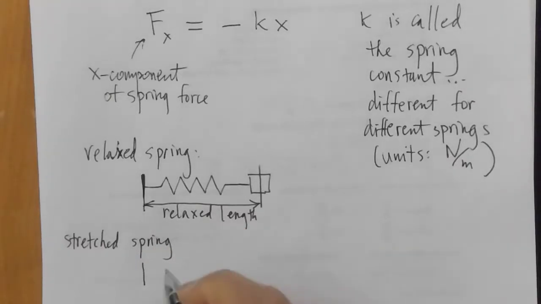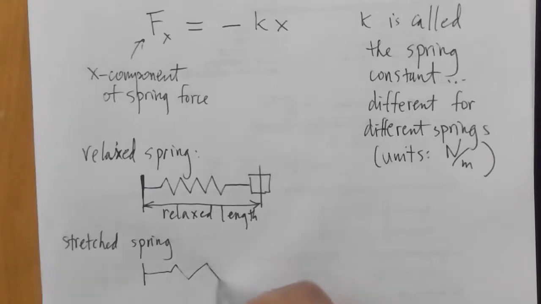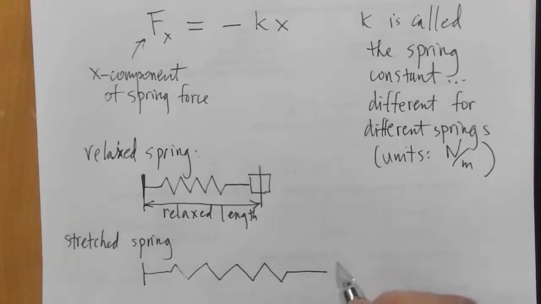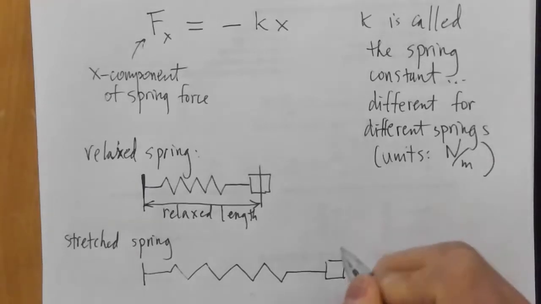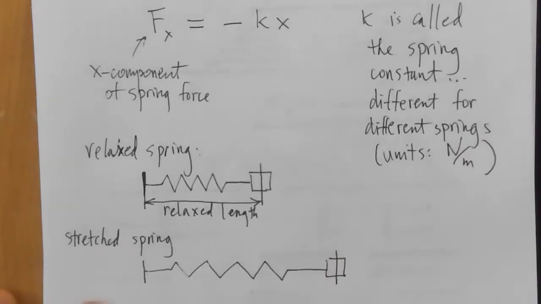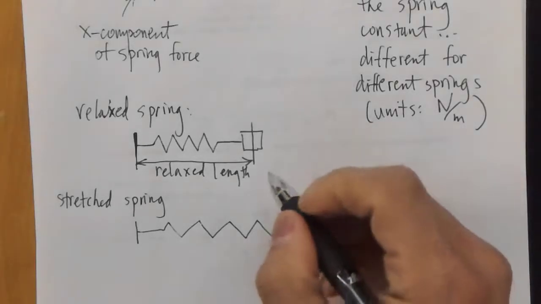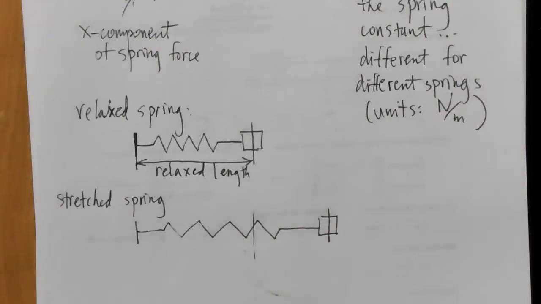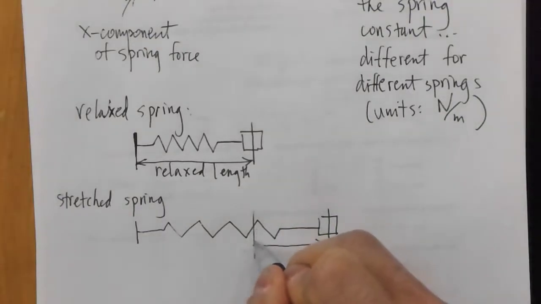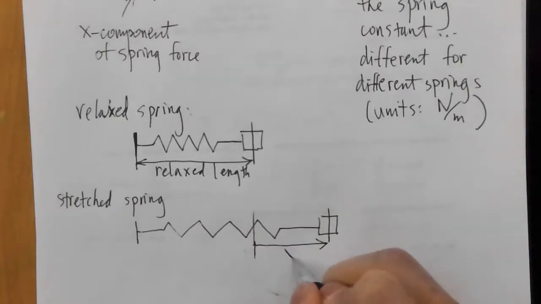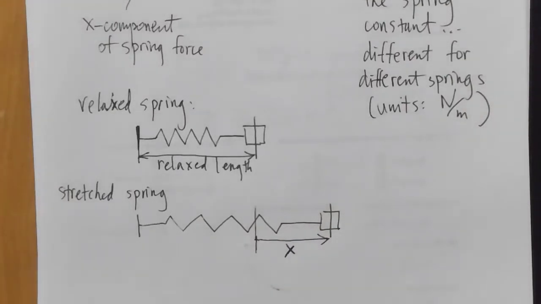And the stretched spring looks like this. It's stretched. And here's where the mass now is. It's further than the relaxed length. And so the extra stretch here, we call that x. And in this case, it's positive because we made the length longer.